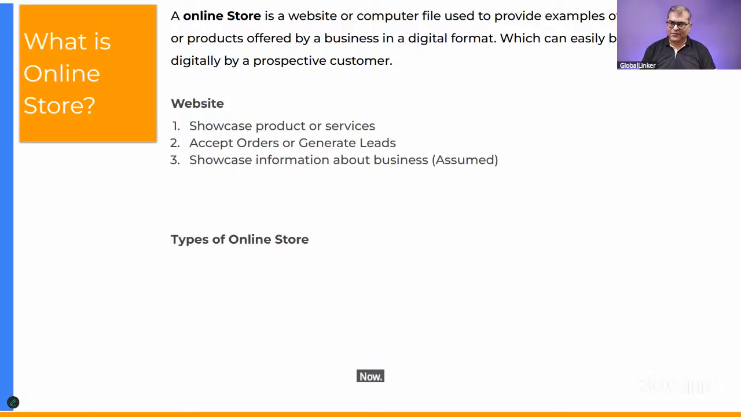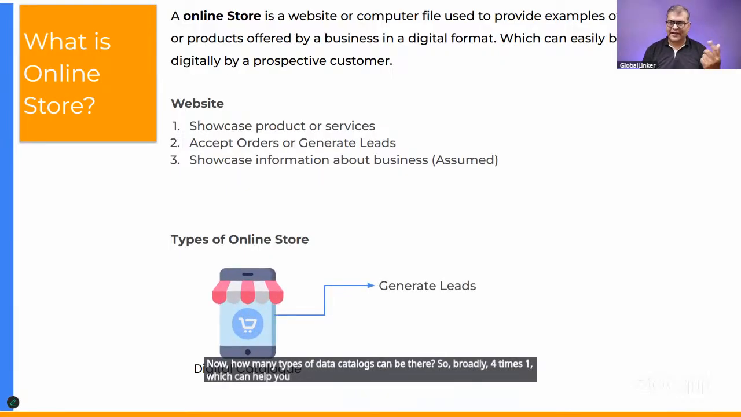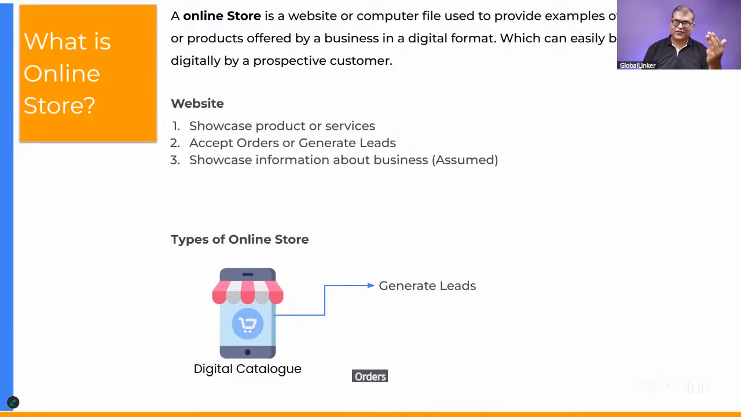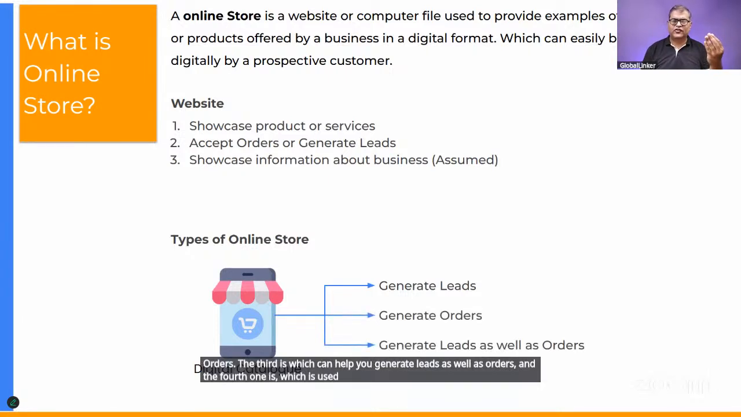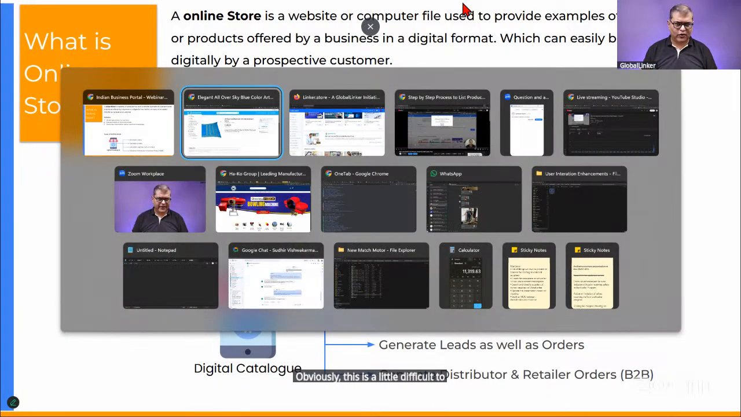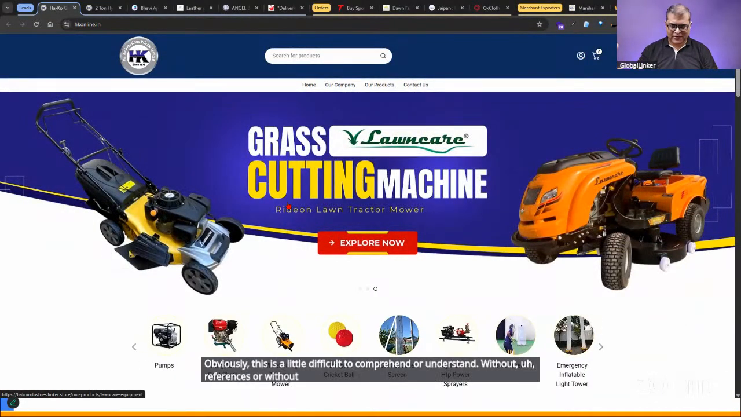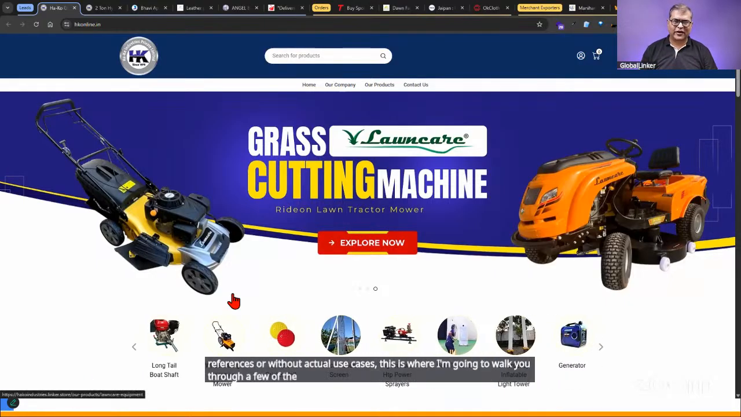Now, how many types of digital catalogs can there be? So broadly, 4 types. One which can help you generate leads. The second which can help you generate orders. The third which can help you generate leads as well as orders. And the fourth one which can help you get B2B bulk orders. So these are the 4 types. Now, obviously, this is a little difficult to comprehend without references or actual use cases. This is where I'm going to walk you through a few cases or examples.